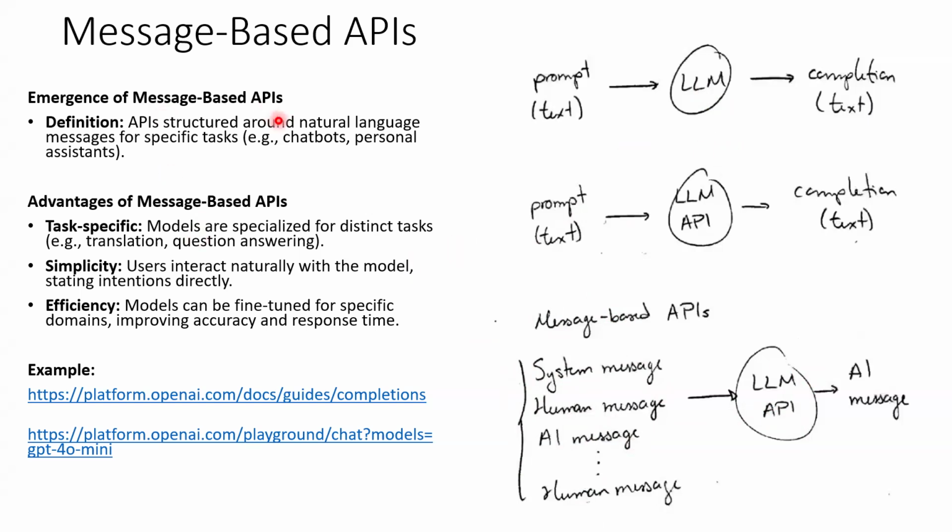Okay, so all I want to say is these days the APIs of these large language models have become message based. The API is structured around natural language messages for specific tasks, chatbots, personal assistants. What is the advantage of message based APIs? They are now task specific, they are simple, and they are efficient. Models can be fine tuned for specific domains, improving accuracy and response time.